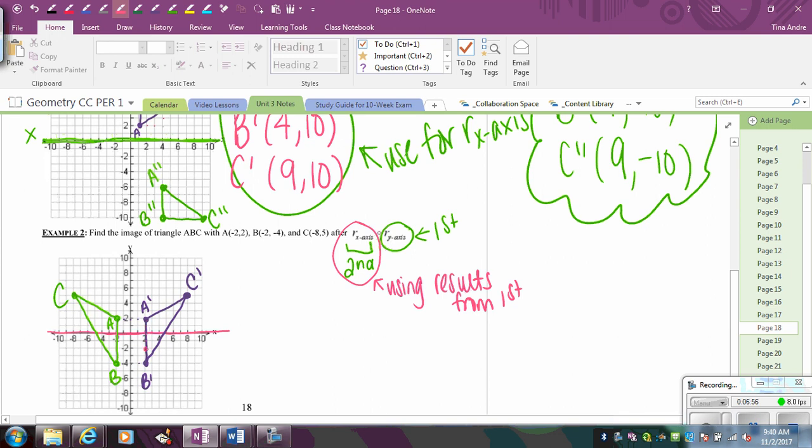So A prime is going to go 2 units to get to the line of reflection, so it'll go 2 units from it. So that's going to be A double prime. C is 5 units, so we're going to go 5 units from it. And then B has to go up because everything has to go over the line. So 4 units to get to the line of reflection, so go 4 units from it. That's going to be B double prime.